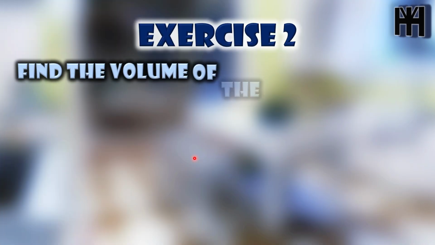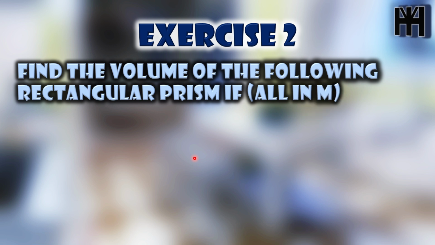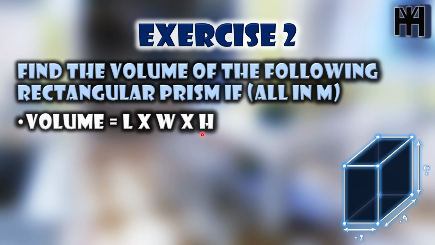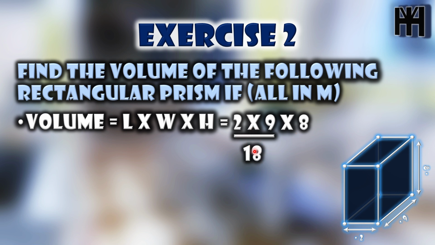Exercise 2. Find the volume of the following rectangular prisms if all lengths are in meters. So all lengths here are in meters. 2 meters, 9 meters, 8 meters. So the volume is length times width times height. So 2 times 9 times 8. Let's take 2 times 9. 2 times 9 is 18.